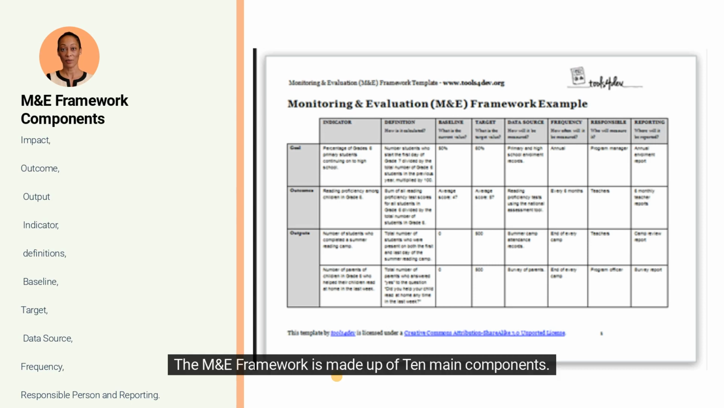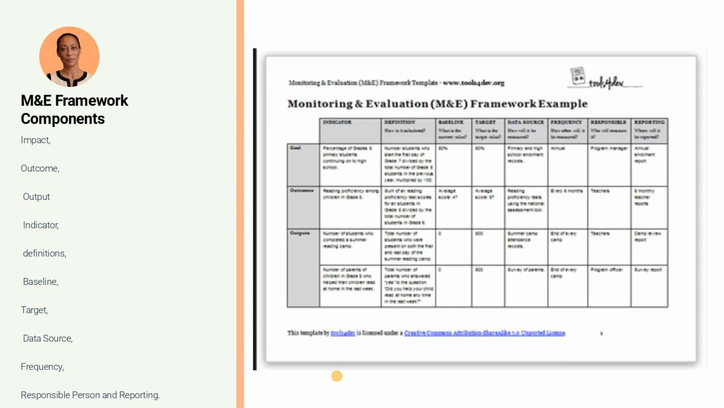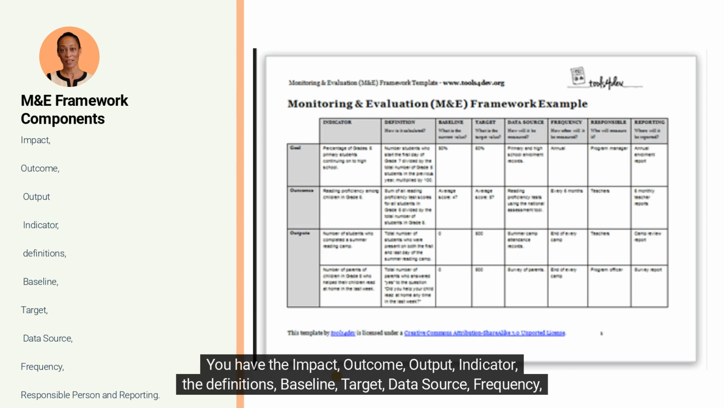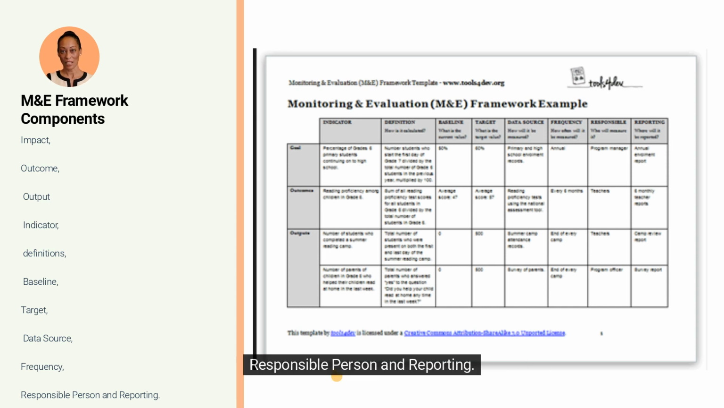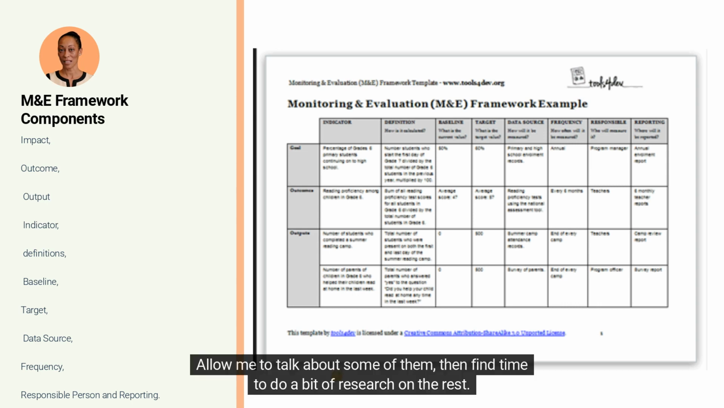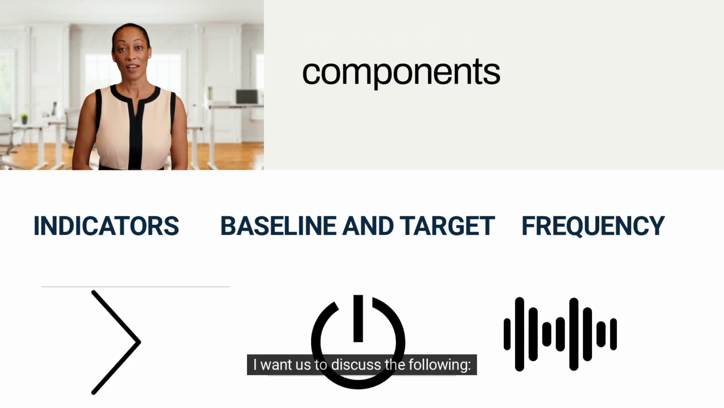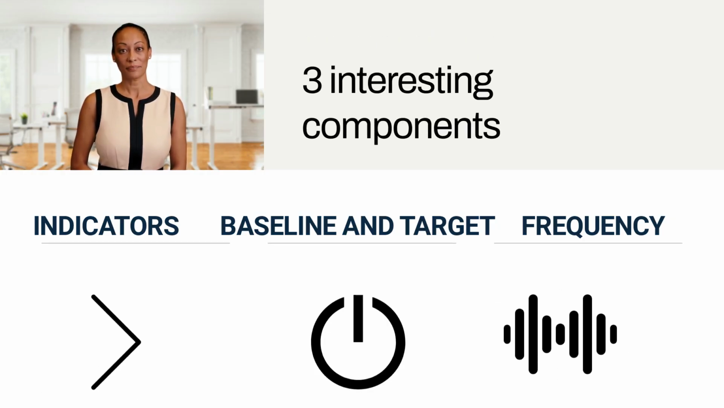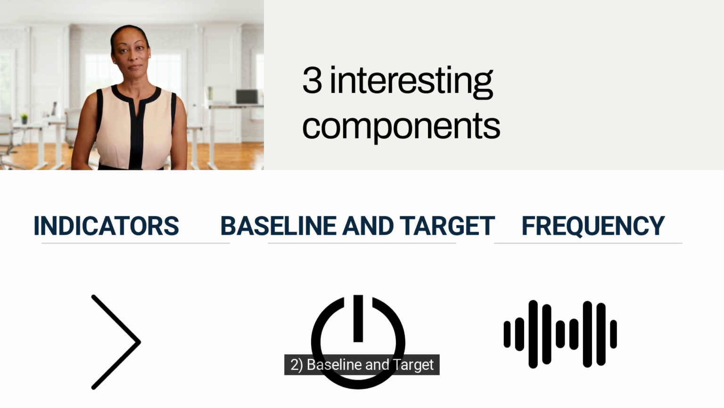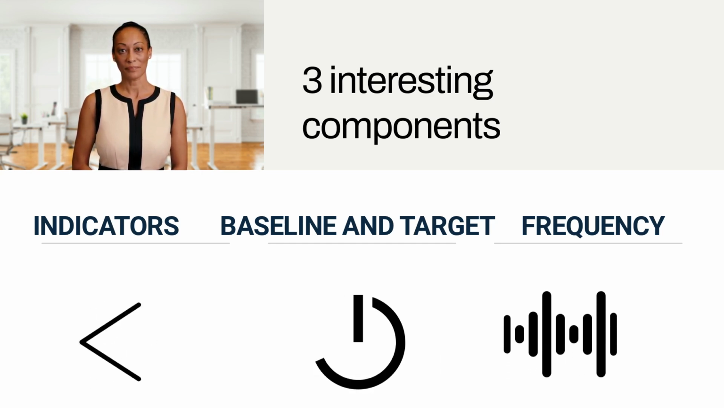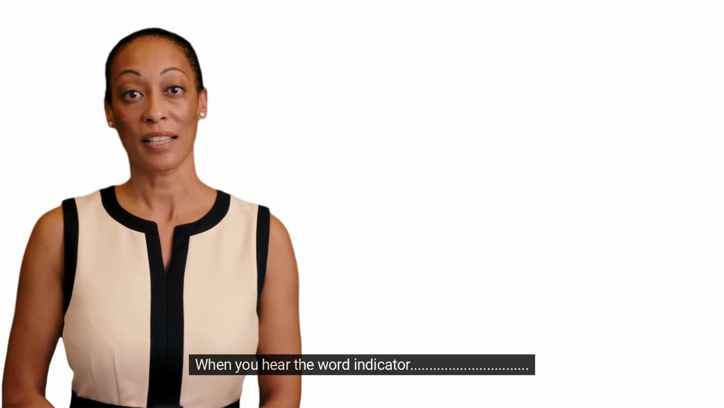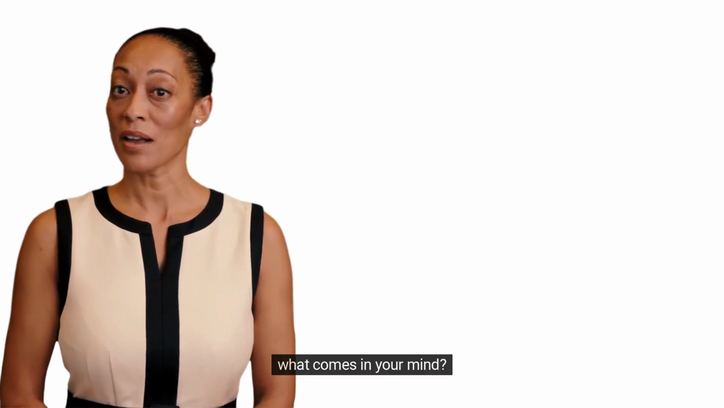The M&E framework is made up of 10 main components. You have the impact, outcome, output, indicator, the definitions, baseline, target, data source, frequency, responsible person, and reporting. Allow me to talk about some of them, then find time to do a bit of research on the rest. I want us to discuss the following: 1. The indicators. 2. Baseline and target. 3. Frequency.